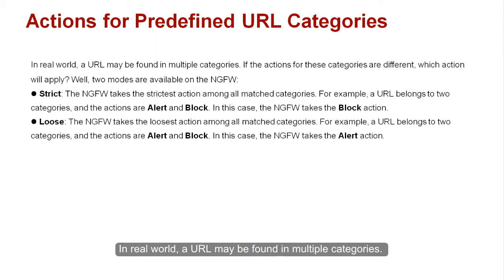In real world, a URL may be found in multiple categories. If the actions for these categories are different, which action will apply?